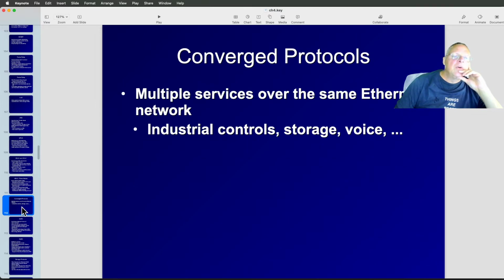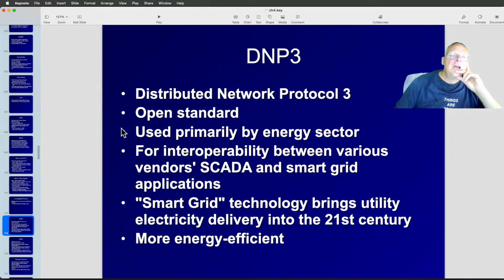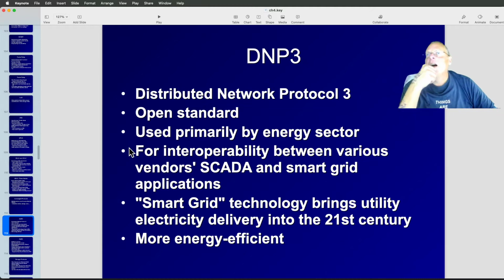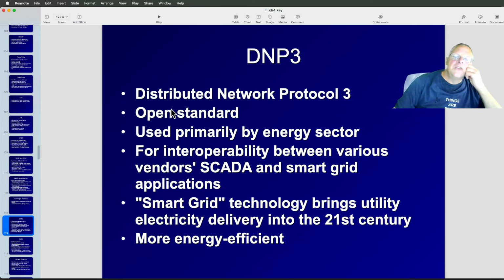All right, and then there are converged protocols that let you move all different kinds of data over the same network, like data storage, voice, industrial control signals, and so on. And one of them is DNP3, used by the energy sector for SCADA implementation. SCADA is supervisory control and data acquisition. These are the specialized devices to control industrial machinery, like equipment in factories and airplane control towers, nuclear power plants and such. And there are many different vendors making these things, and DNP3 is the standard used to move data, carrying all that different types of data together.